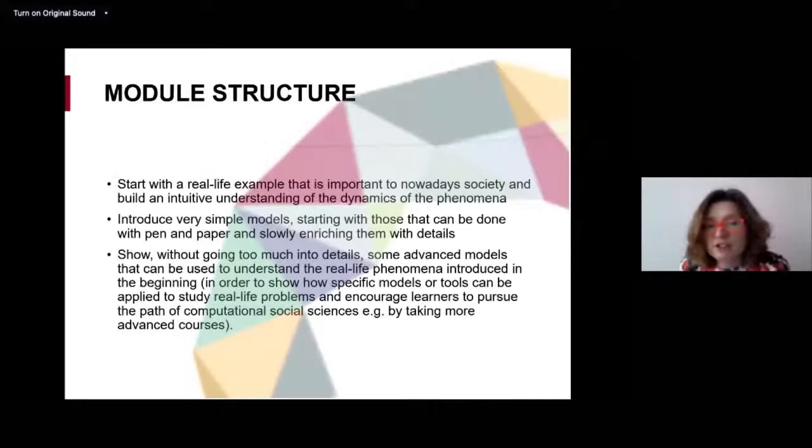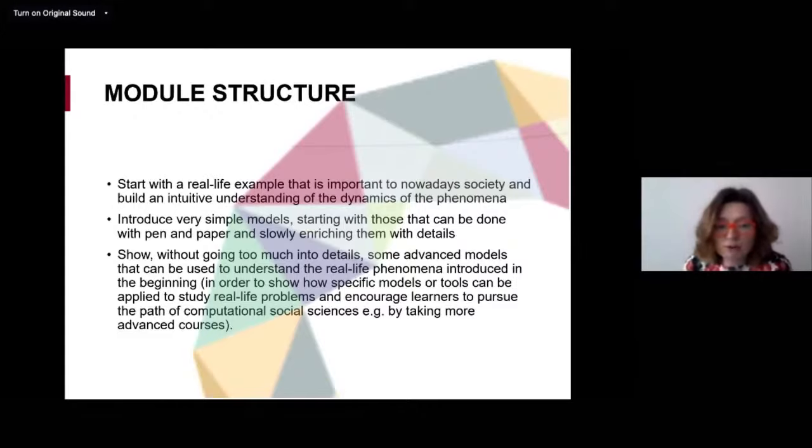Our module has a similar structure. We start with a real-life example that is important to the students. Then we scale down to some simpler example they can relate to. So this is something they understand pretty well. And then we introduce some simple models for this simple, small situation, and then enrich them with details up to the point where they become advanced.